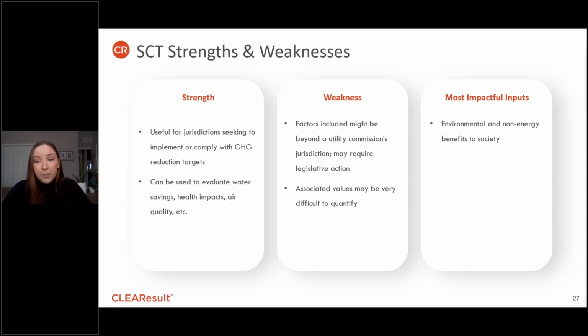The most impactful input here is going to be those additional benefits, so those environmental and non-energy benefits to society. So the more that you can account for or attribute to the programs, the more benefits you're going to see in your benefit cost ratio.